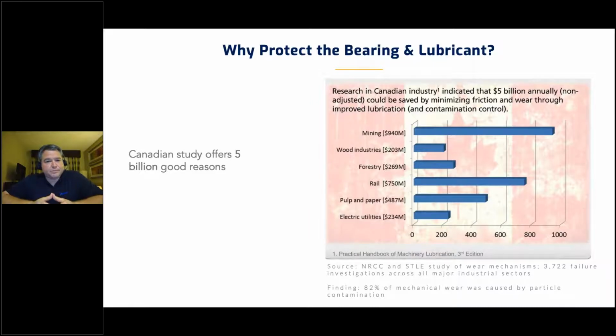So we know that's a problem, but that's the lubricant manufacturers. The bearing manufacturer says it's the lubricant.